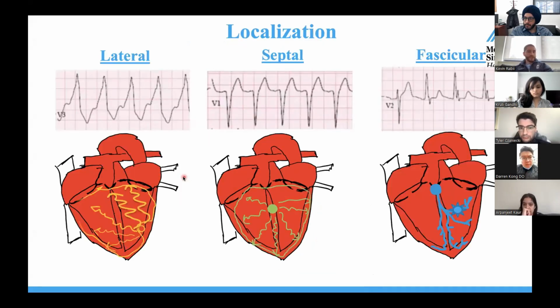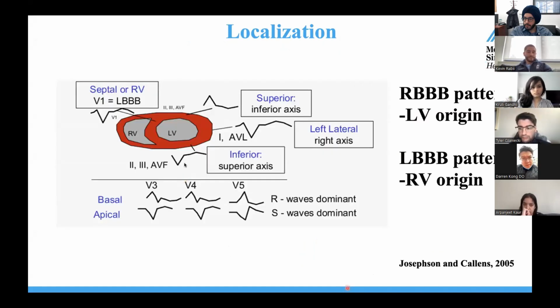And this is just showing that depending on where the beats originate, the QRS will have different patterns. And this is a little beyond the scope, but we're actually able to determine based on the lead axis where the beats come from. So, for example, if it's starting at the top of the heart and going to the bottom, you would expect the bottom leads to have a positive deflection. So you can actually localize where these things are coming from.